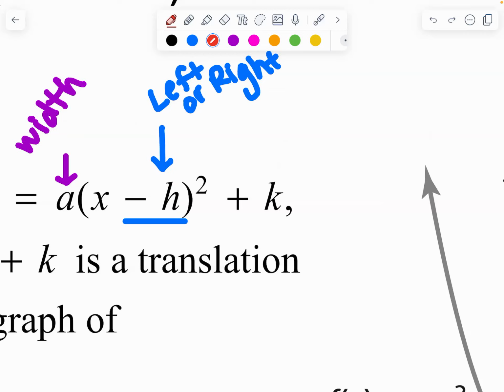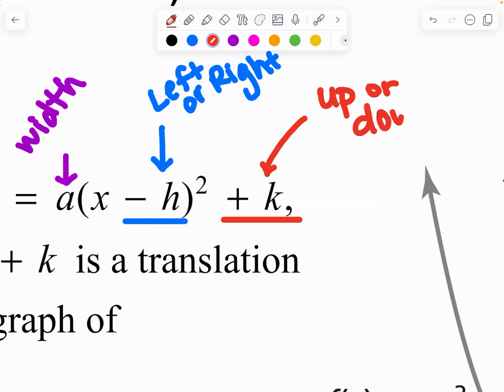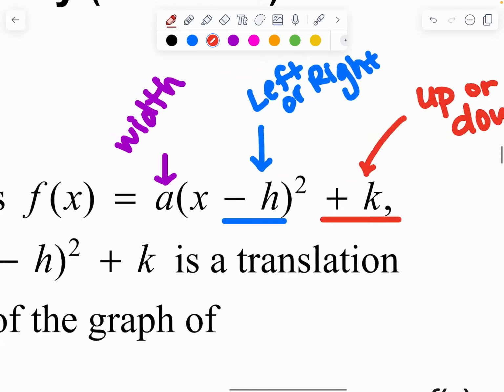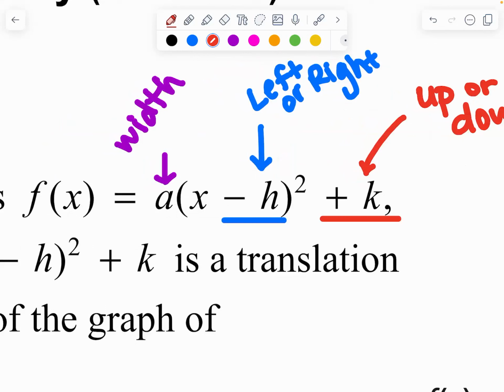What does K do? Kyron? Okay, so this is going to move it up or down, okay? So shift left or right, shift up or down, vertical stretches and shrinks for the A. Okay, so what we need to be able to do is take a parabola in vertex form and say, hey, this is where the vertex is. Yes. X is X, stays as X. Okay.